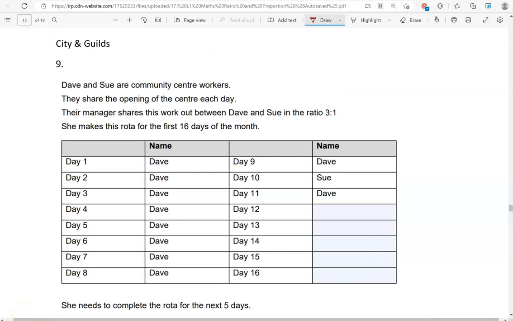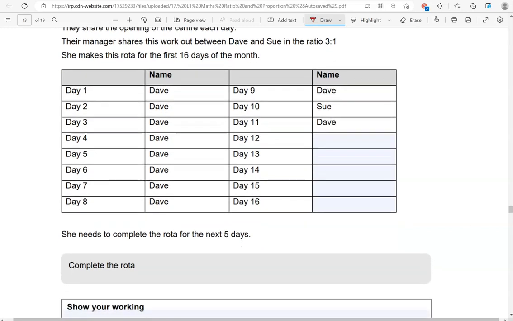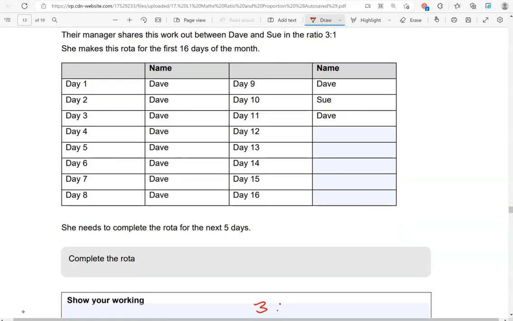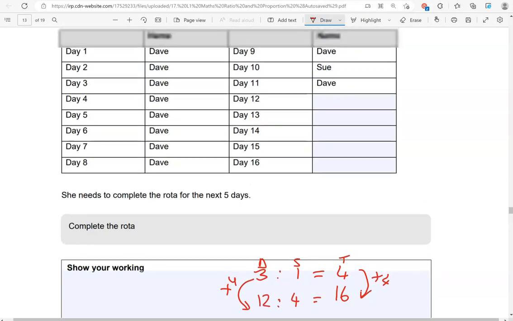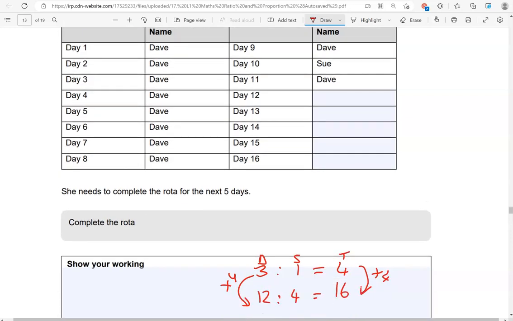So the ratio that they need to share the work out between is 3 to 1. 3 is for Dave and 1 is for Sue. So that is 4 units in total. So to get to 16 days, 4 times 4 gives us 16. So 3 times 4 is 12, 1 times 4 is 4. So we're looking at 12 days for Dave and 4 days for Sue.